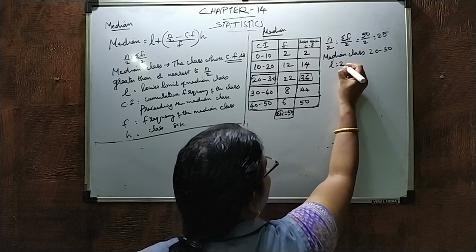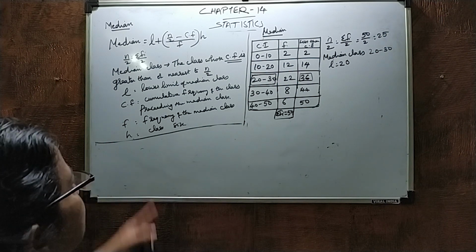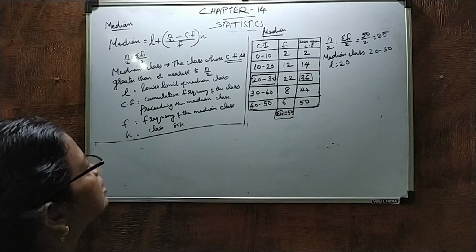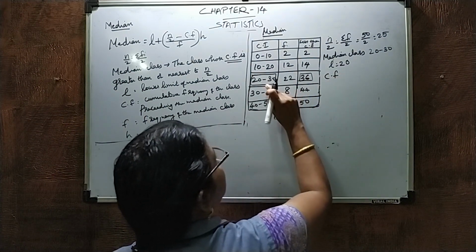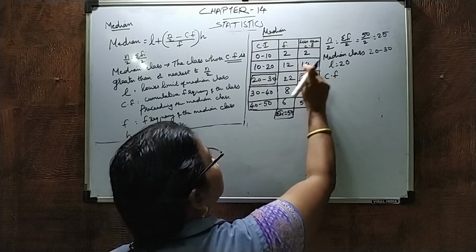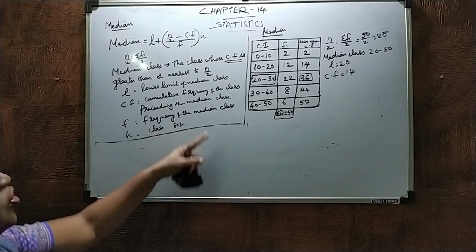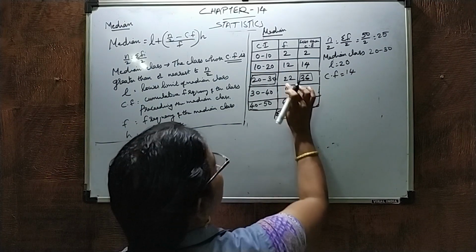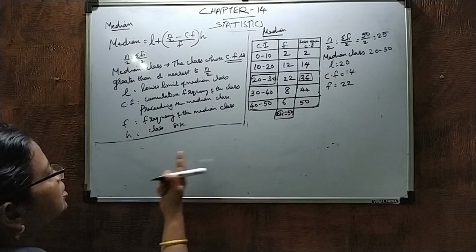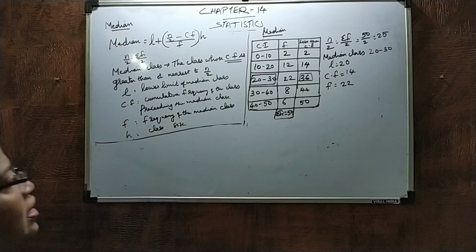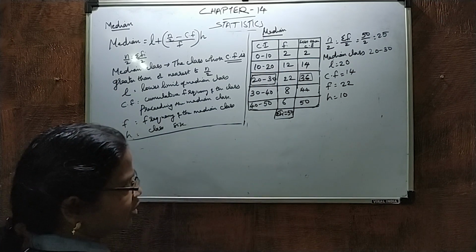So L is equal to 20 you will get. The next one is CF, cumulative frequency of the class preceding the median class. So CF is the cumulative frequency preceding the median class, which is equal to 14. Now next one, F, frequency of the median class. F is equal to 22. Then H is the class size. H is 10.